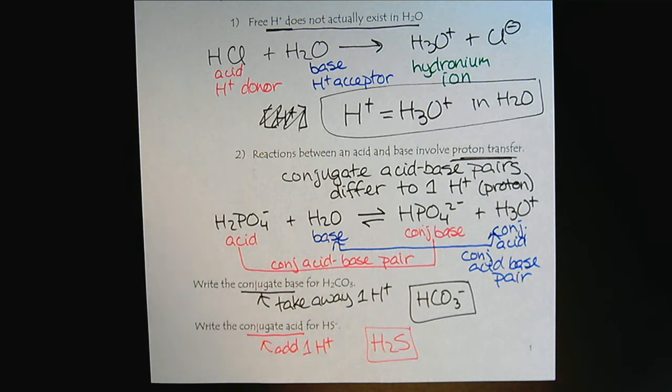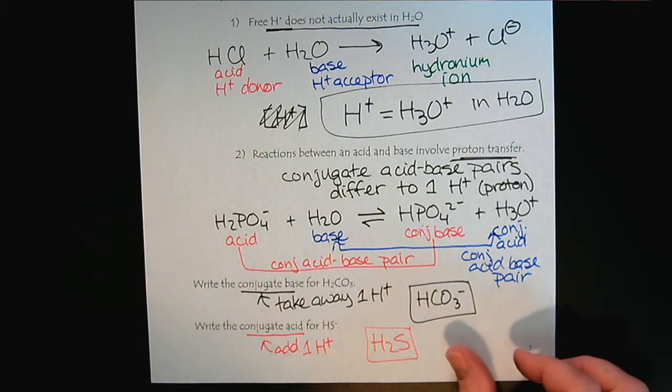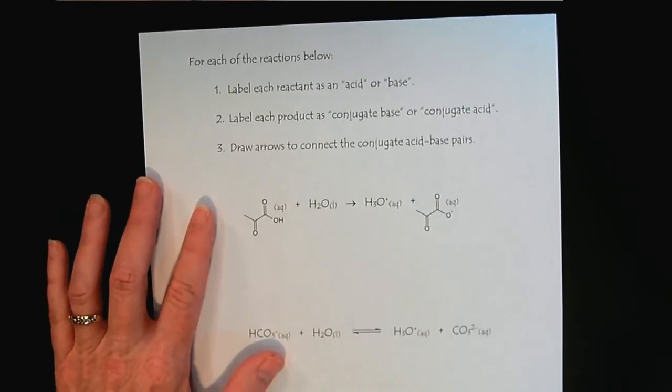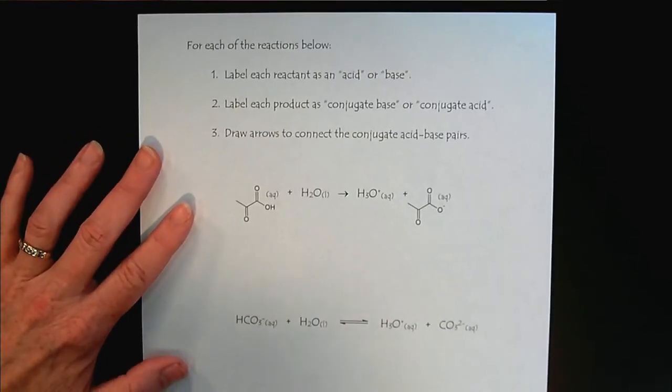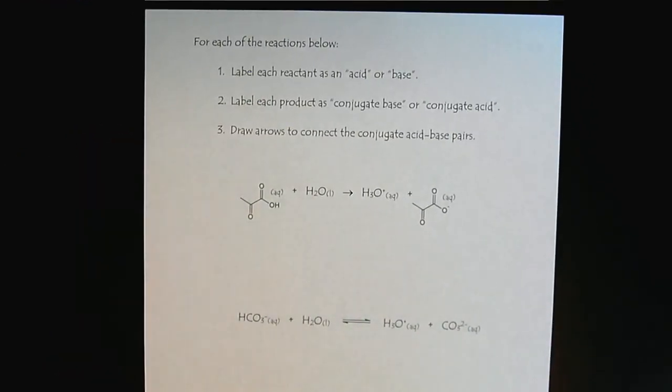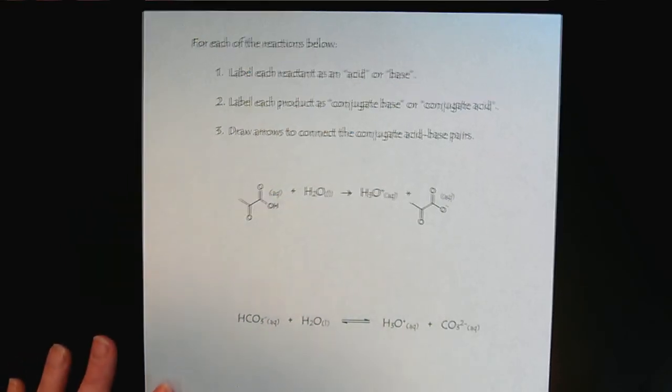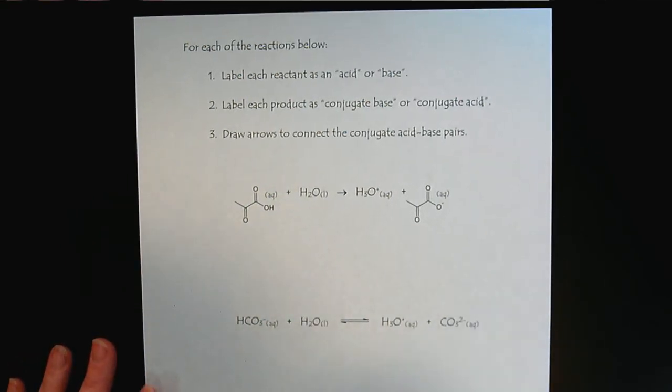So that finishes that page. Now let's have you practice these concepts. This is pretty much the main points of the Bronsted-Lowry definition and conjugate acid-base pairs. So let's take some time to practice that before you get started on your homework. For each of the reactions below, this is a good time to stop the video if you want to test your understanding and then start it back up again.